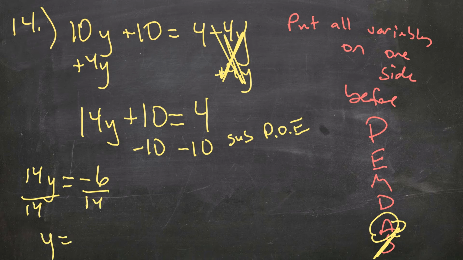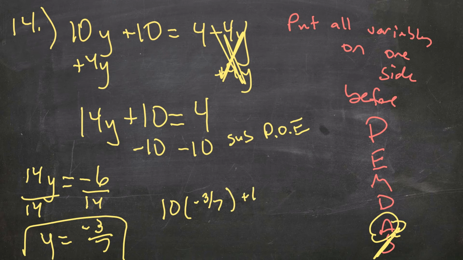I get y equals, guys, if you're not sure what to do here, do minus 6 ABC 14 in your calculator. It will reduce it for you. Or see how 2 goes into both of them. I end up with negative 3/7. Now I'm going to plug it in to the original. 10 times negative 3/7 plus 10. Does that in fact equal 4 minus 4 times negative 3/7? Alright, I get negative 37. It does work out. Alright, good to go.